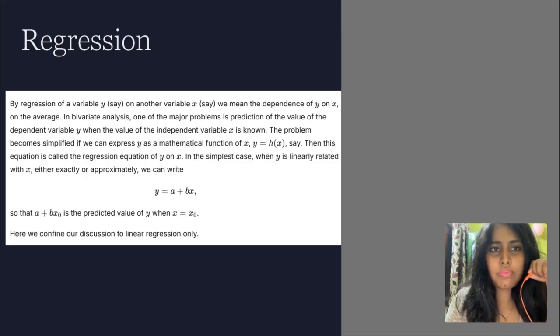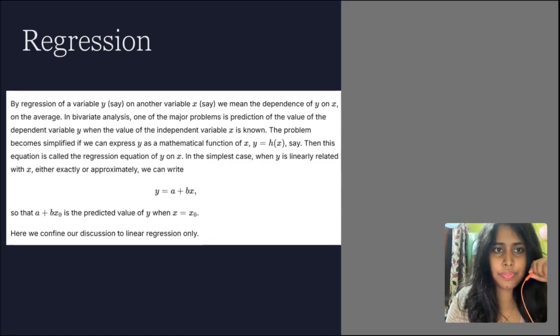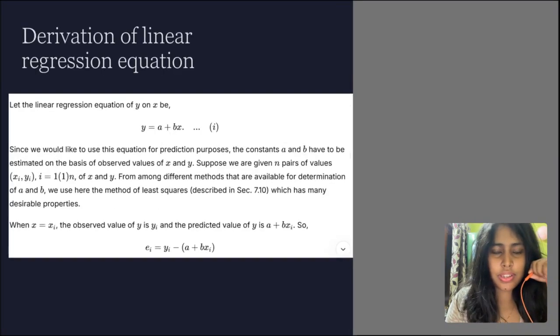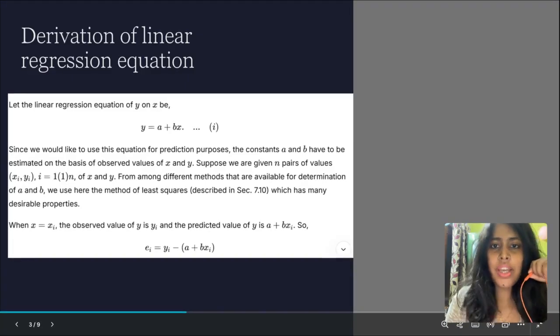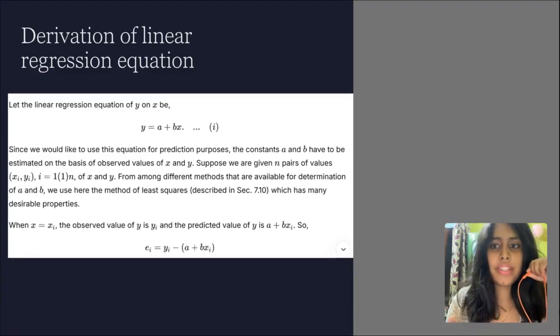Now, coming to the next slide. The constants a and b have to be estimated on the basis of observed values of x and y. Suppose we are given n pairs of values (xi, yi).